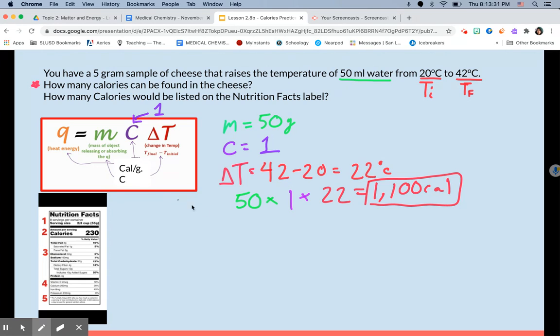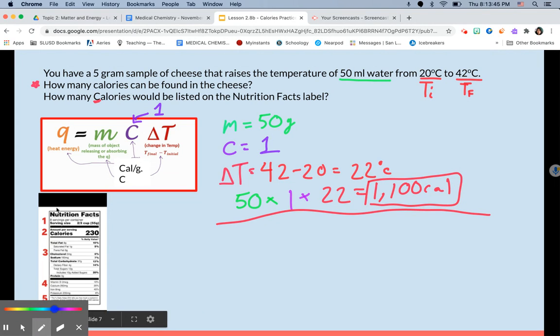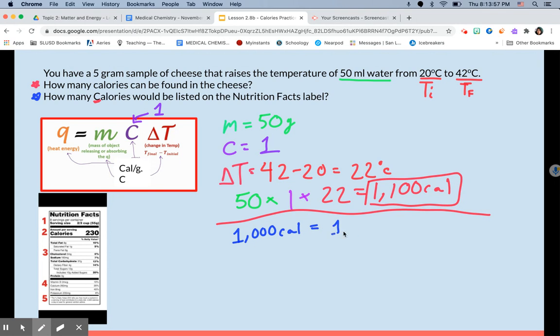All right, so let's talk about the second question now. How many capital C calories, so notice this says capital C calories, would be listed on the nutrition facts label? For the second question, you need to remember one tiny little thing that I mentioned in the previous problem, right? The fact that 1,000 little c calories is equivalent to 1 capital C calories. And this is what you see on your nutrition facts label, the capital C calorie.